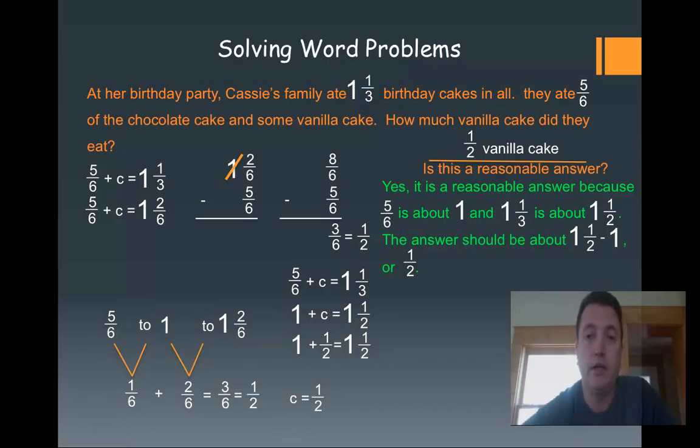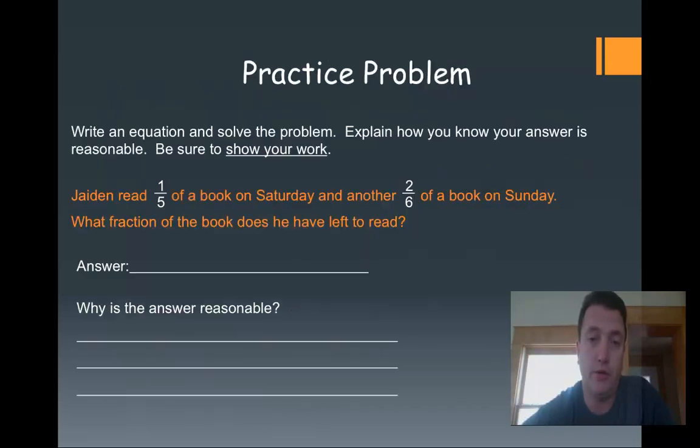All right. Again, this is one of those rare cases where the fraction exactly matches our estimate. So here is the wording that I use. Yes, this is a reasonable answer because 5/6 is about 1, and 1 1/3 is about 1 1/2. The answer should be about 1 1/2 minus 1, or 1/2, or half the cake. So that is how we're going to go about answering those and explaining those as we go through our word problems. So now it's your turn.